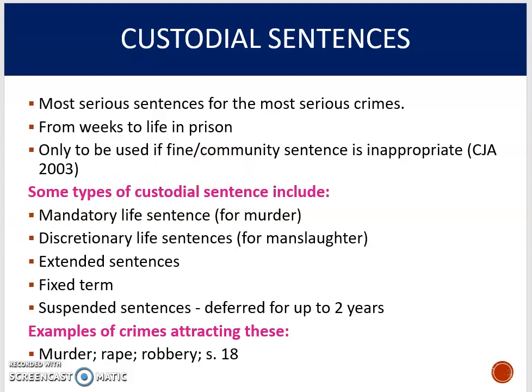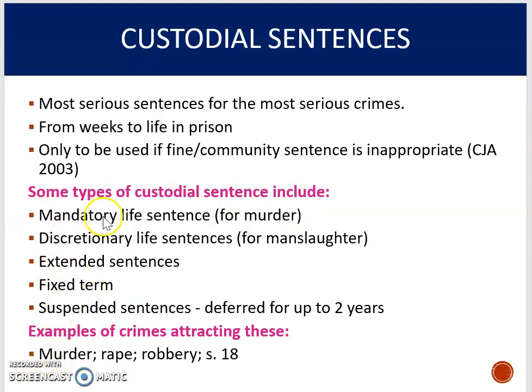Custodial sentences may be imposed where the court believes it's necessary to protect the public, and the length of the sentence depends on the seriousness of the offence and the maximum penalty for the crime allowed by law. There are also some minimum sentences that have been introduced by Parliament for some serious offences, and we're going to have a look at some types of custodial sentence that are available.